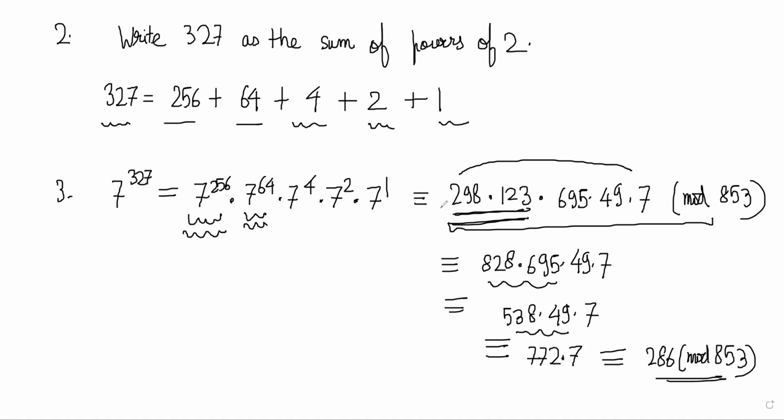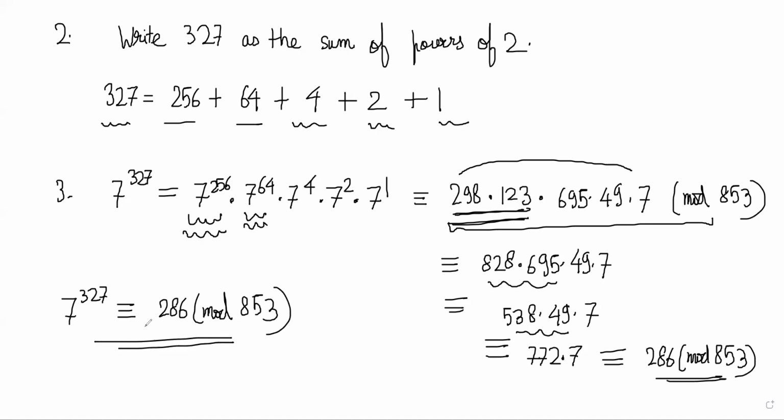So in a step-by-step manner, we can calculate this. And basically, we have found 7 power 327 is congruent to 286 mod 853. So this is your successive square method. The algorithm is pretty simple. So what are the steps involved? I will just list them out once more.